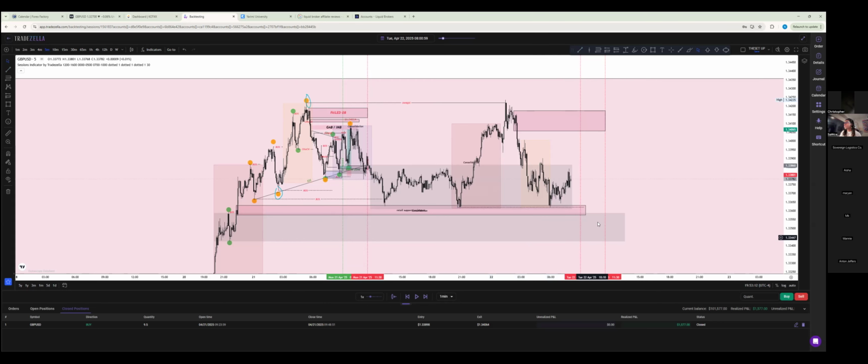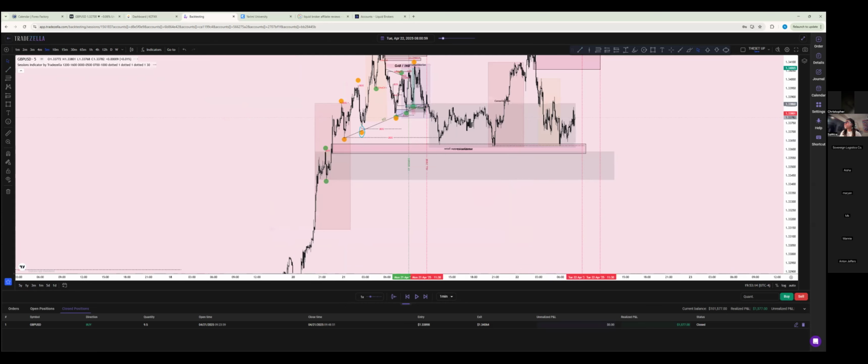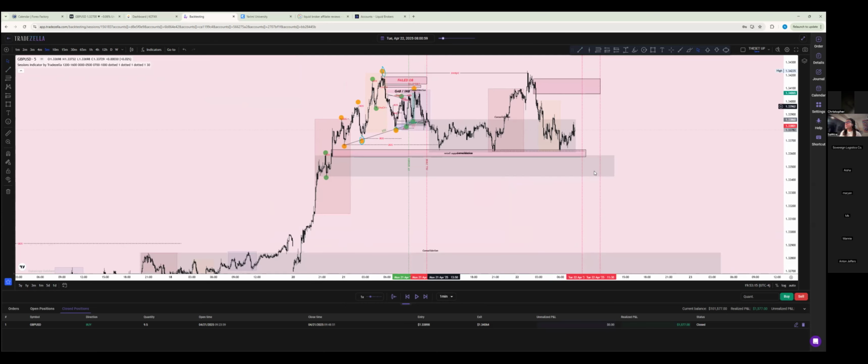Equal lows that need to come sweep. It's just building lots of liquidity. This is all liquidity area that's going to get swept. Remember what I told you earlier? When you see these clean setups of break of structure, what is price going to do? Use them as liquidity and sweep all of it out.